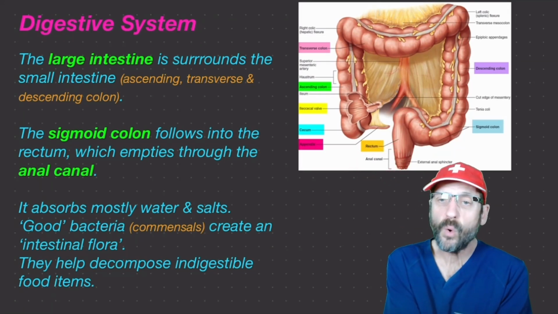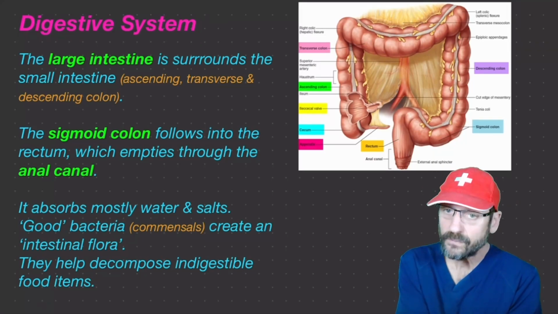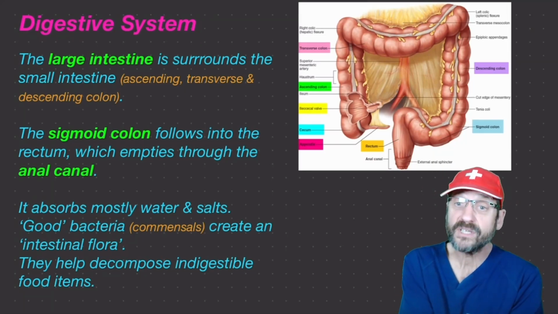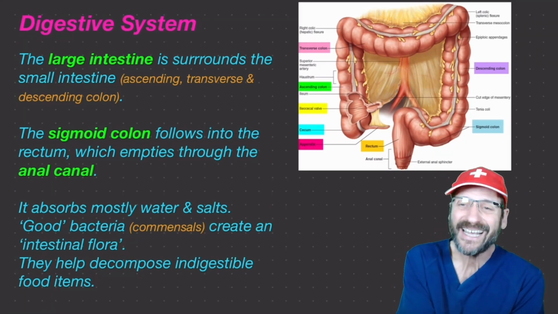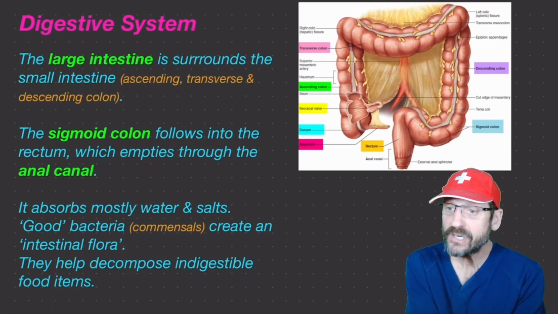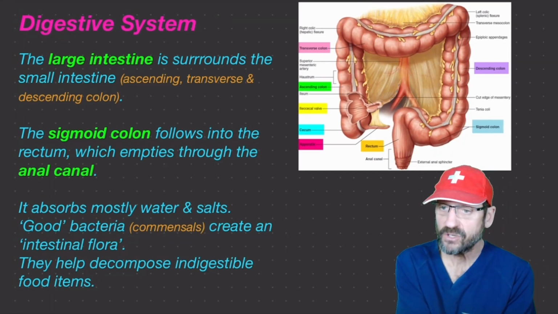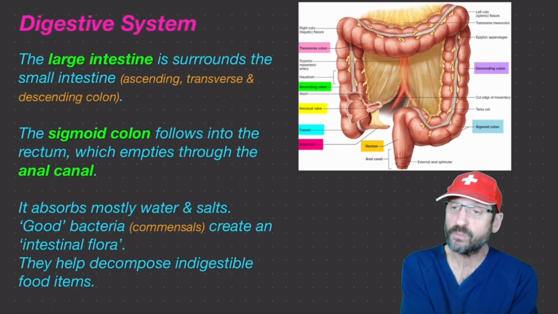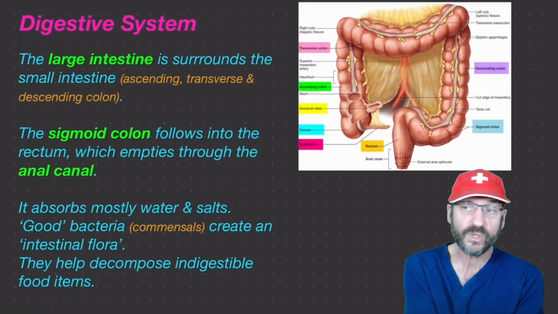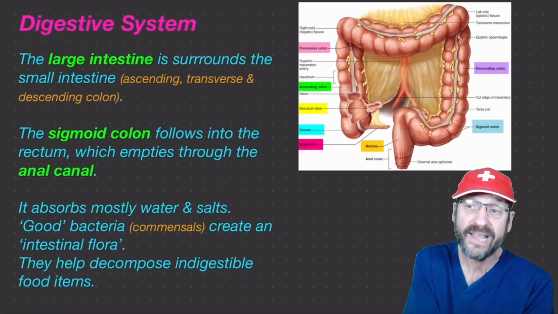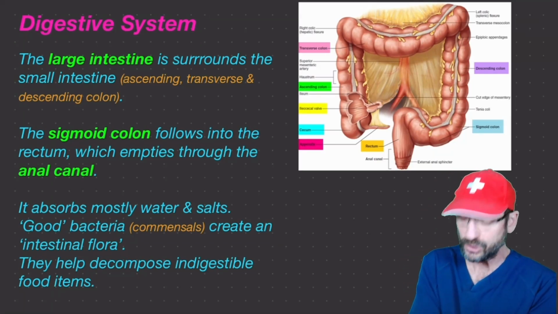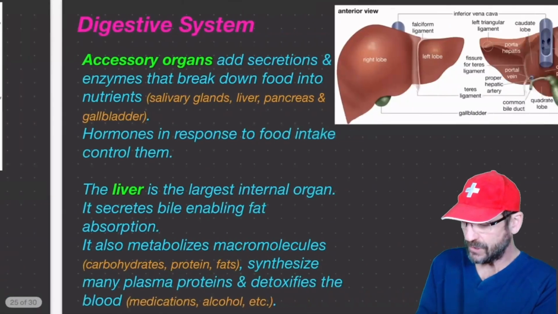The colon absorbs mostly water and salts, but we also have good bacteria. We call them the commensals in there, and they create the intestinal flora. And those bacteria help further digest the food and decompose indigestible food items. But also it helps absorb some gases and things that we don't necessarily all understand that are very vital for our system to function. So they have an important role.